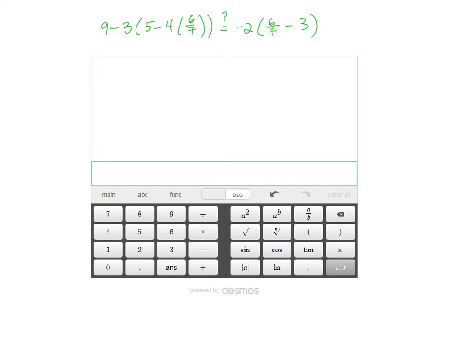So what I'm checking, on the left side I have 9 minus 3 times the quantity 5 minus 4 times 6/7. And I'm checking is that equal to the right side, which will be negative 2 times the quantity 6/7 minus 3. So to check this, I'll put the left-hand side into my calculator, and then I'll put the right-hand side, and I'll verify that they're the same.